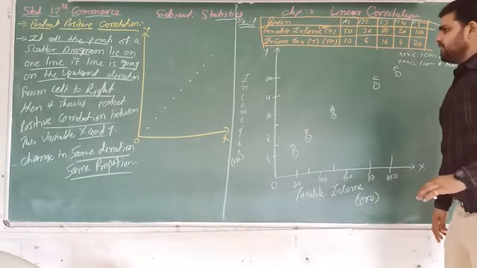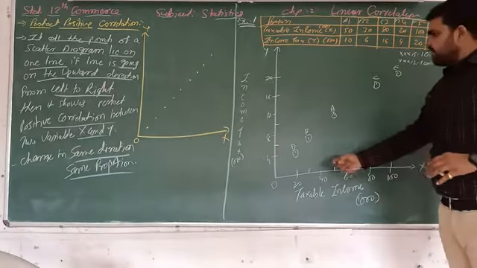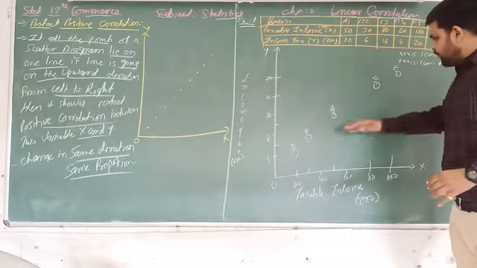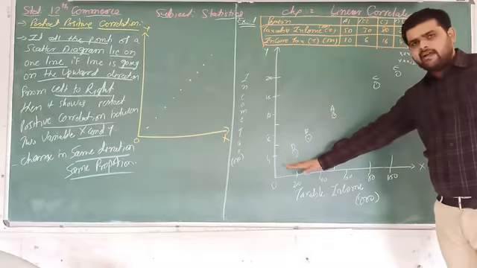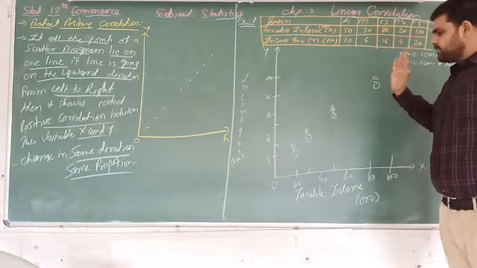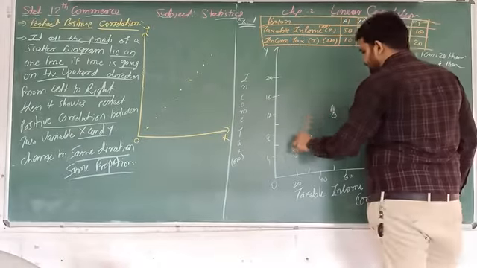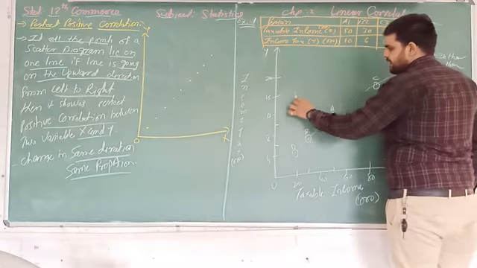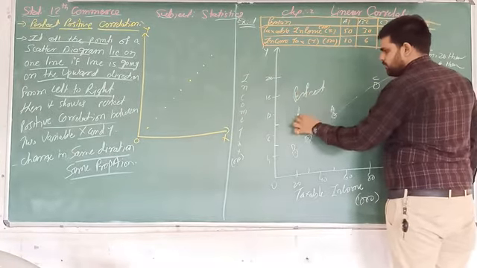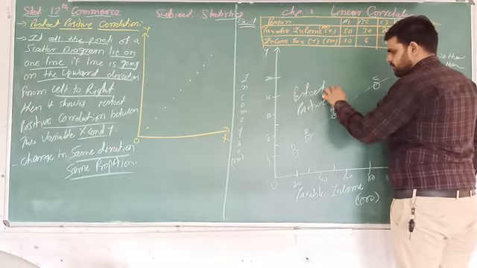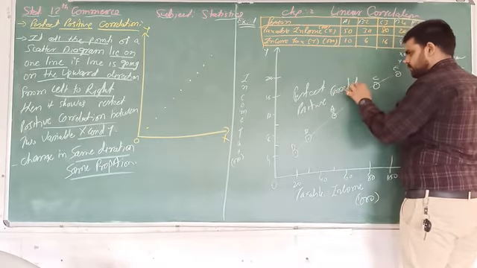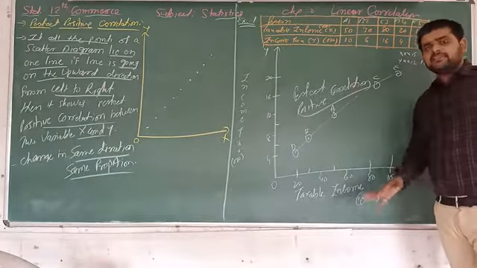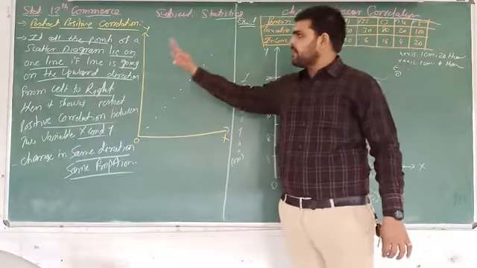With the help of this diagram, we can say that all the points are in the same direction, from left to right, downward to upward. Approximately we have to draw the line. This is the line. So we can say that this is perfect positive correlation. So this is example number 1, as well as the method of perfect positive correlation.